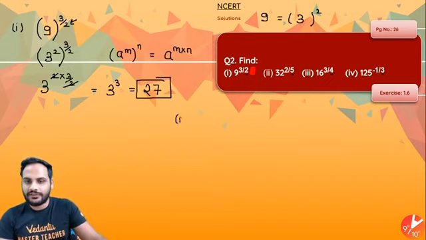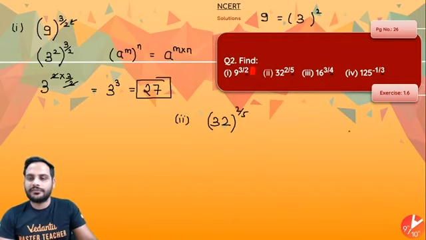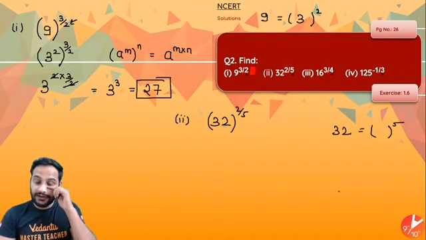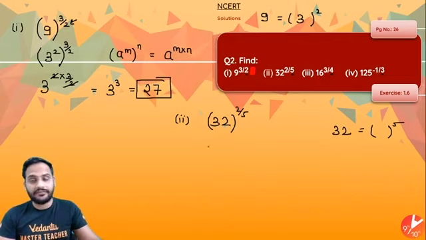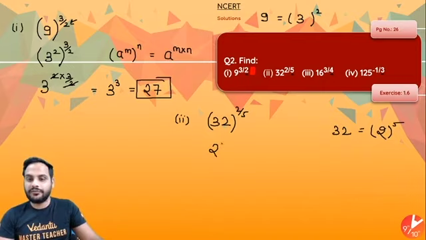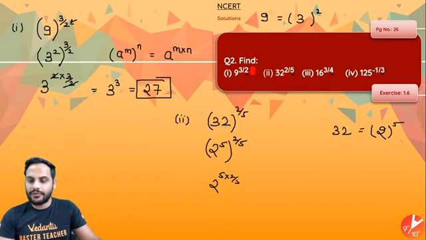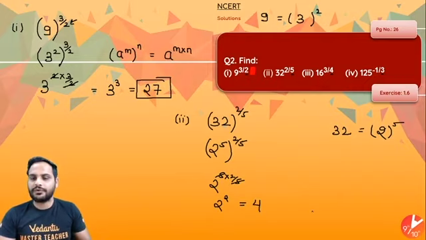Let's go for the next question: 32 raised to the power 2 by 5. Here the denominator is 5, so I need to write 32 as something to the power 5. By prime factorization, 32 is 2 raised to the power 5. So it becomes 2 raised to the power 5, whole raised to the power 2 by 5, which is 2 raised to the power 5 into 2 by 5. The 5 and 5 get cancelled. It is 2 square, which is equal to 4.